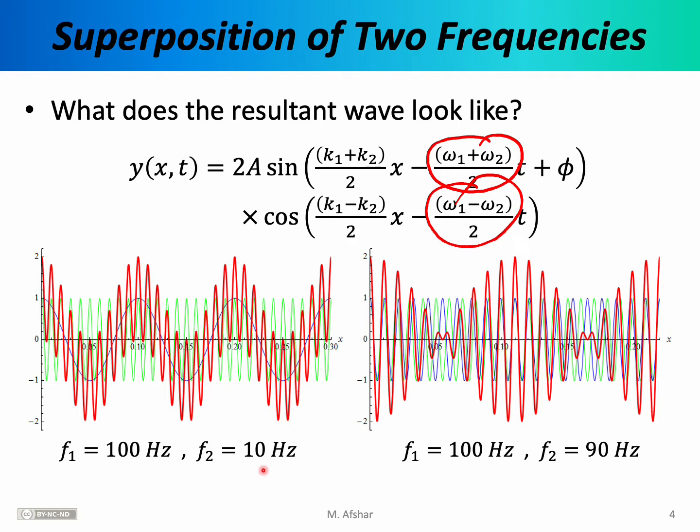In this context, it's more common to talk about frequencies, but of course remember that frequency is related to angular frequency. So omega in particular is equal to 2 pi times f. So when I say that the frequencies are very different in this case, I'm really saying that the angular frequencies are very different in this case.